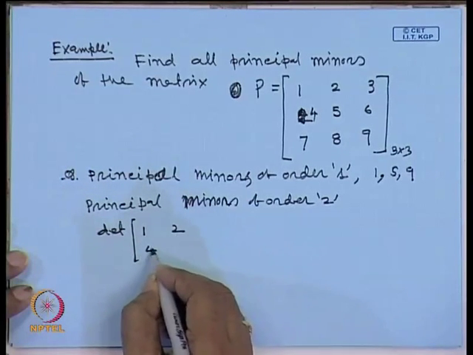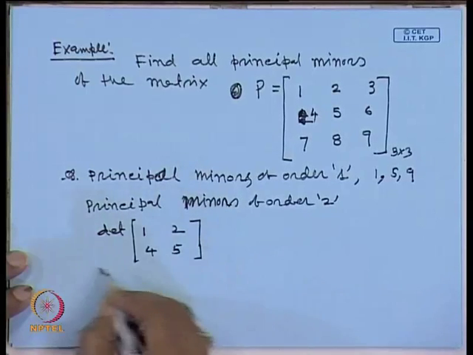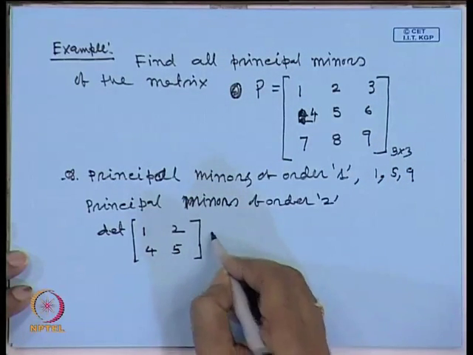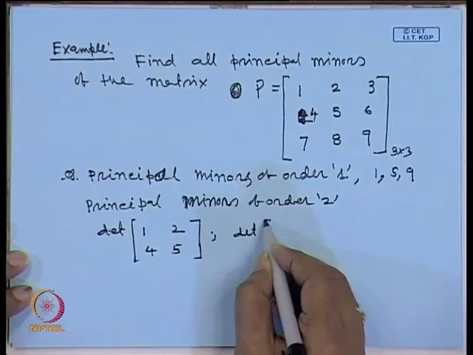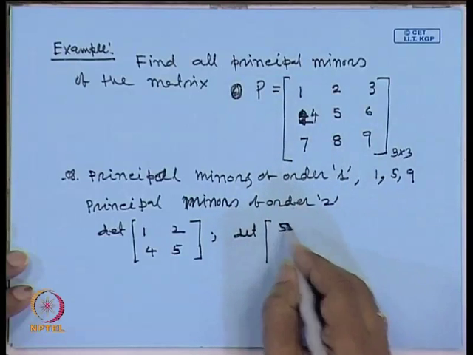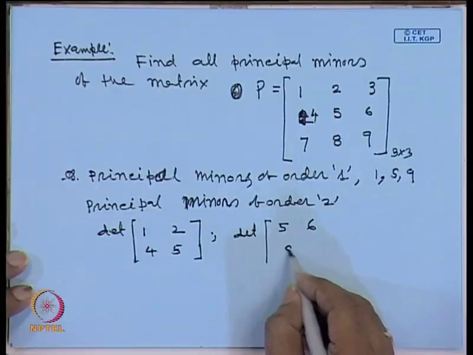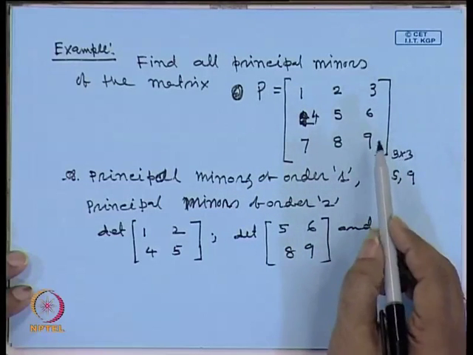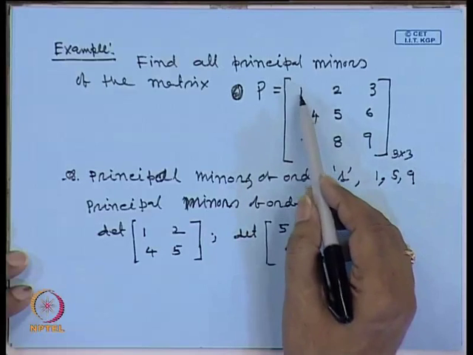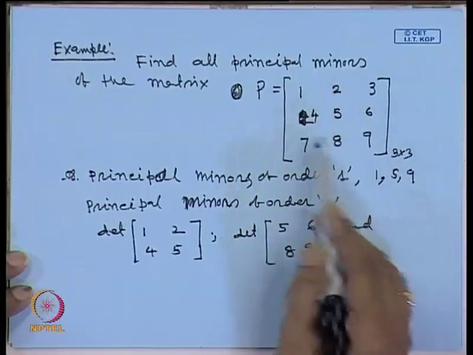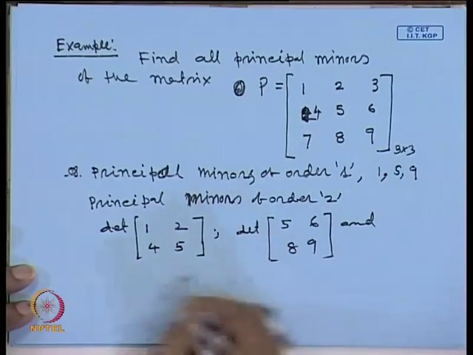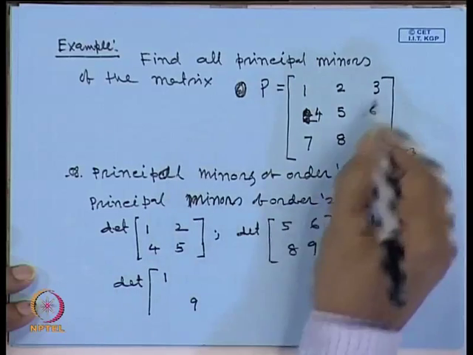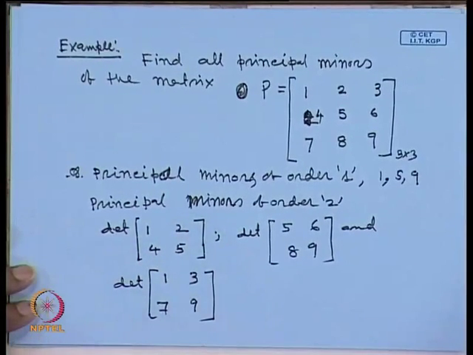1, 2, 4, 5. This is also one principal minor of order 2. That means, third row, third column you delete it, what is left is this one. Another principal minor of order 2 is the determinant of 5, 6, 8, 9, if you delete the first row, first column. Now, second row, second column, if you do it, this will be a determinant of 1, 9, then 3, 7. So, this is the determinant.